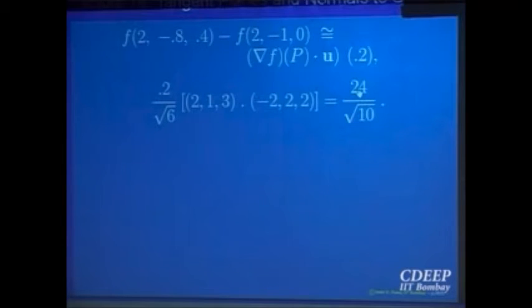So basically the idea is you should know the direction in which you want to move and how much you are moving, right, by how much distance you are moving, and that gives you the approximate change in the value of the function.